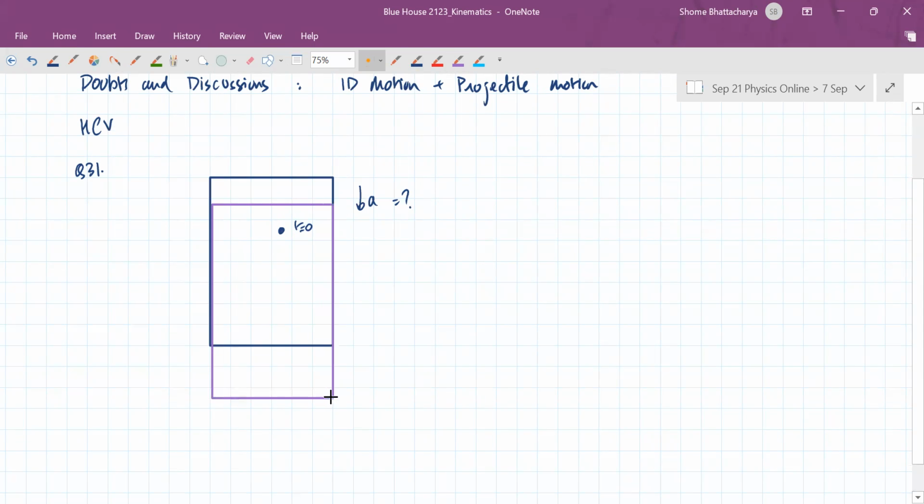Let's say by the time it hits the floor, the elevator has moved here. So this is the position of the elevator at t equal to 0. Now by the time it hits the floor, the position of the elevator is here. The position of the coin is here. It has hit the floor of the elevator. So you can see here that this is the displacement of the coin. And as far as the coin is concerned, it has a downward acceleration equal to g.